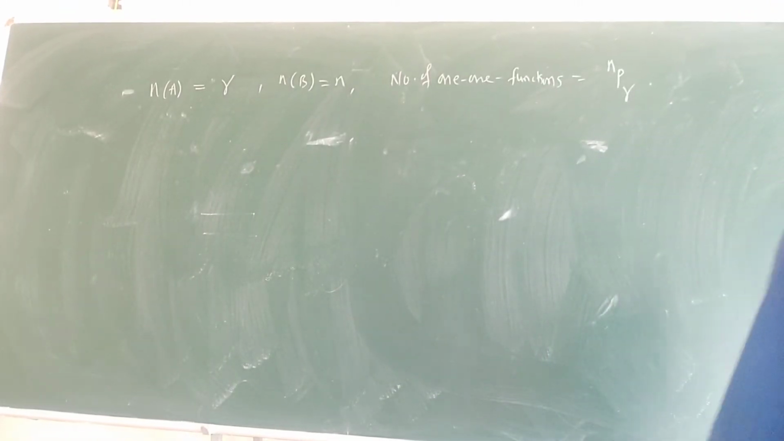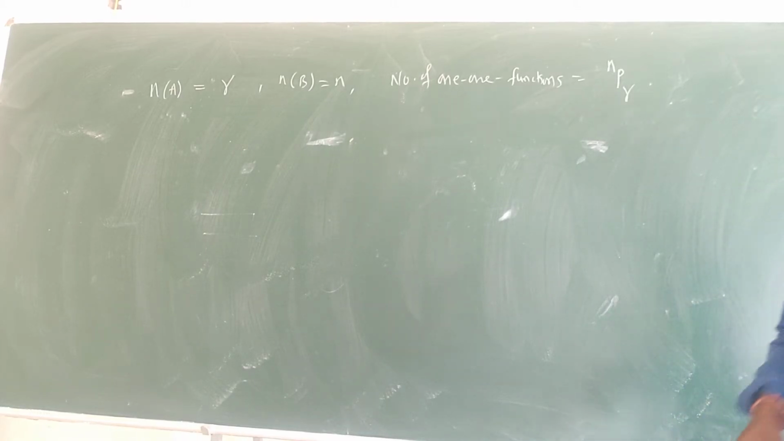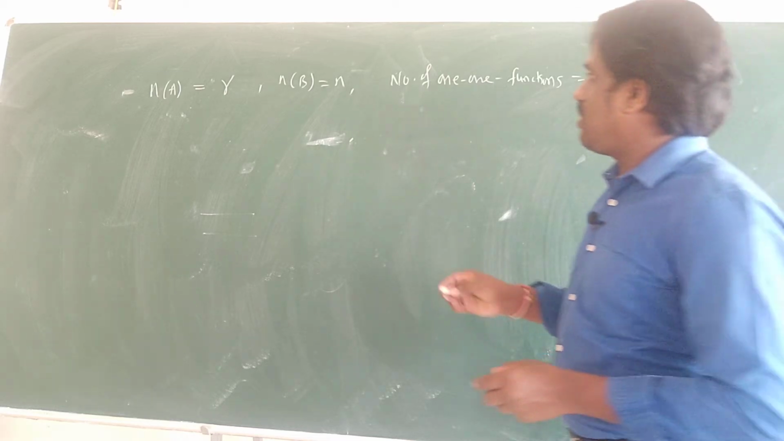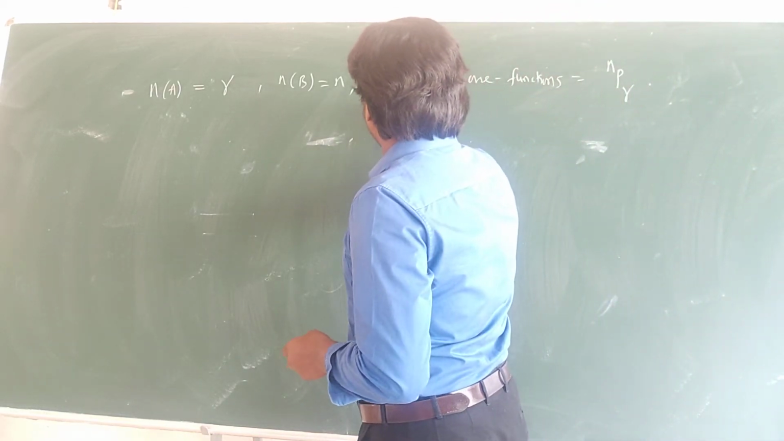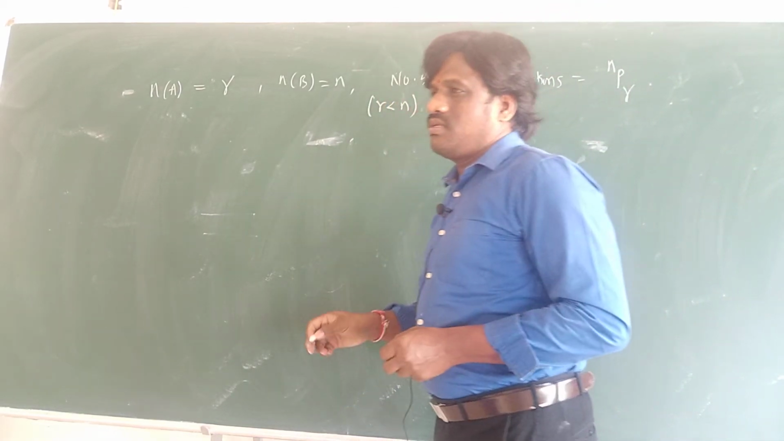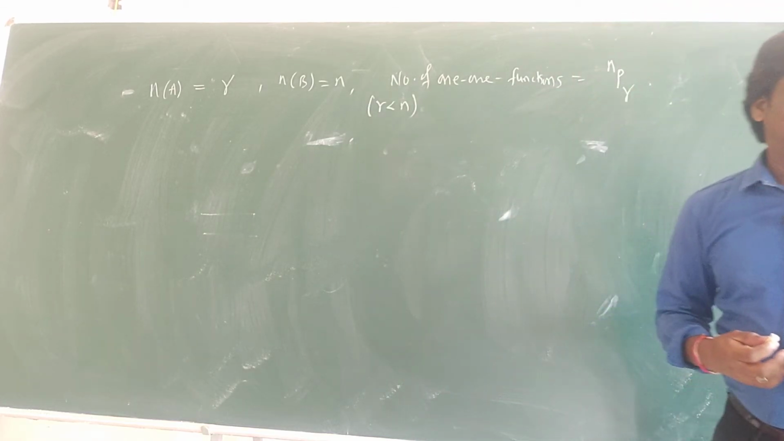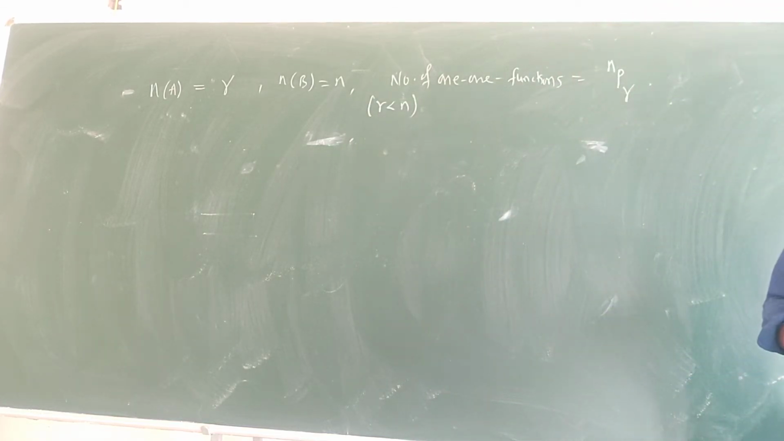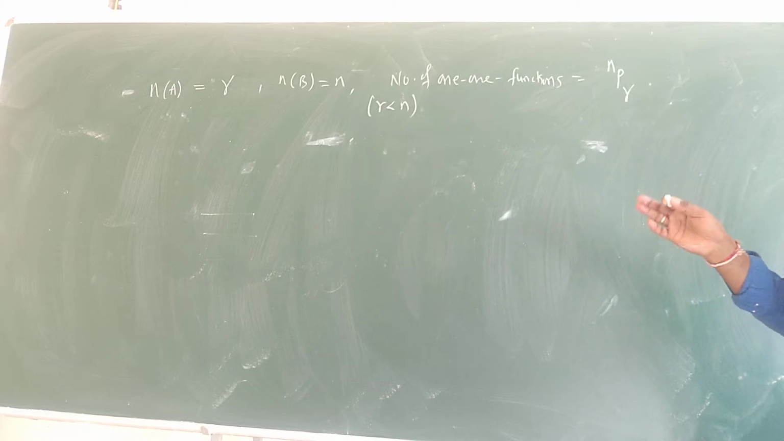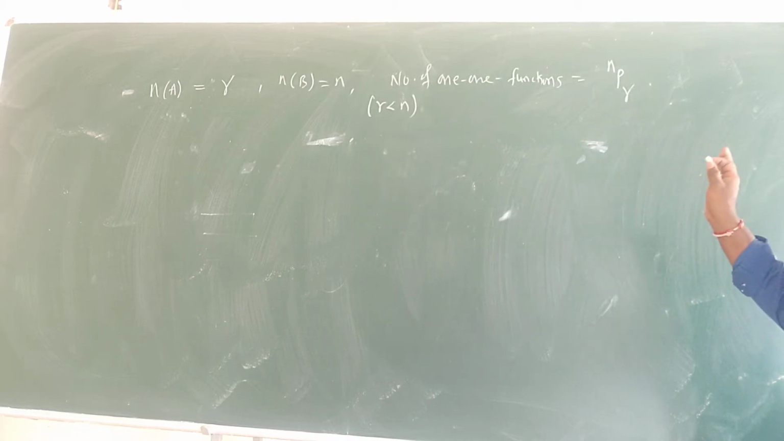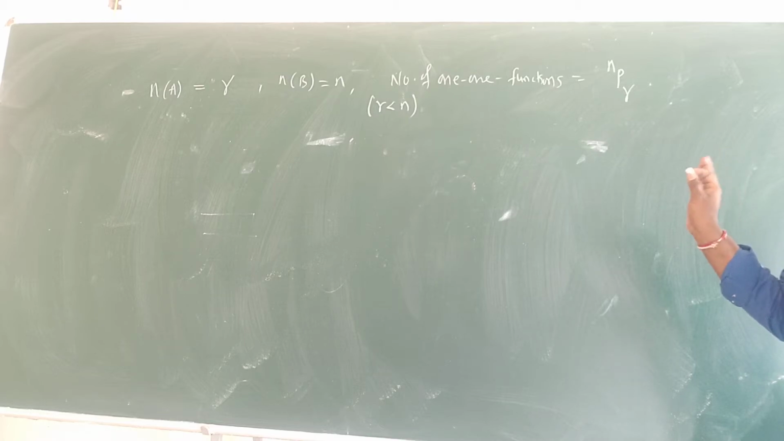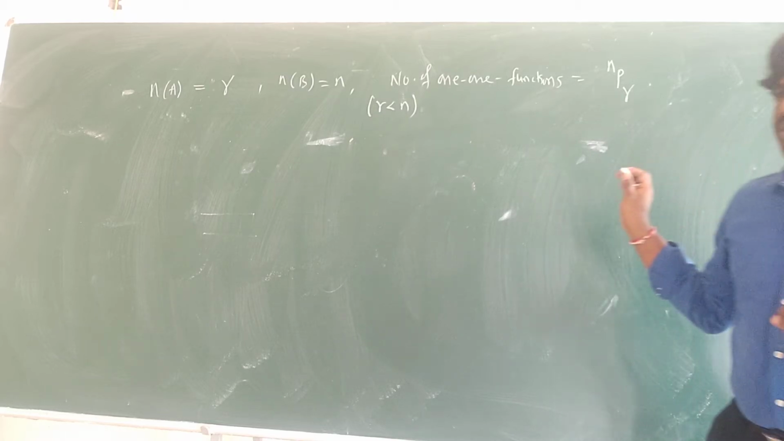See here, number of one-one functions. Suppose A has R elements, B has N elements, and the condition is R less than N. When A has R elements, B has N elements, if R is less than N, the number of one-one functions formula is important. Previously JEE asked this question. So NPR is the formula.